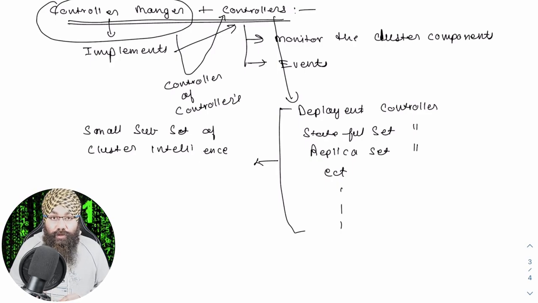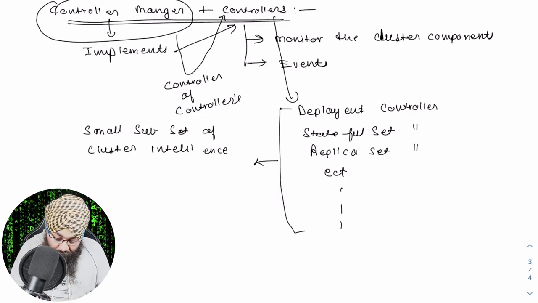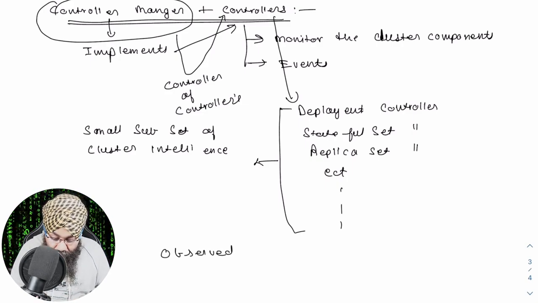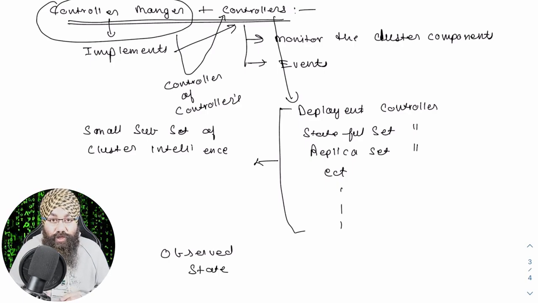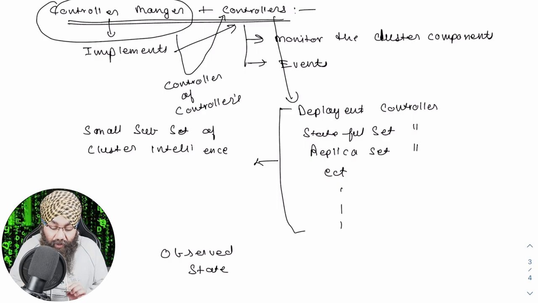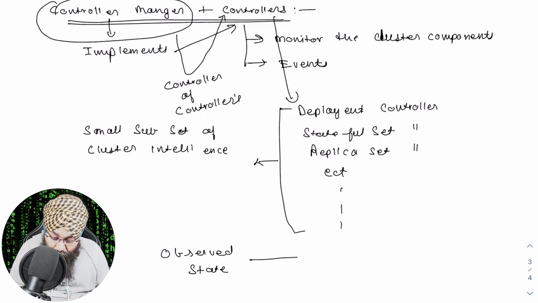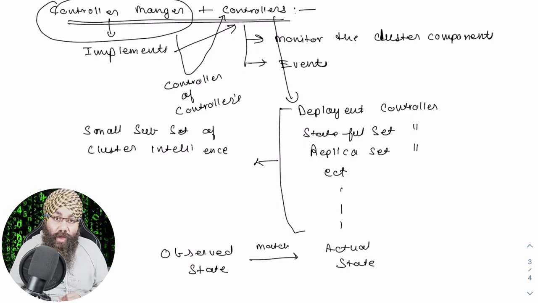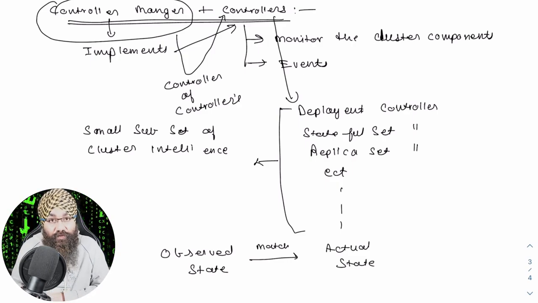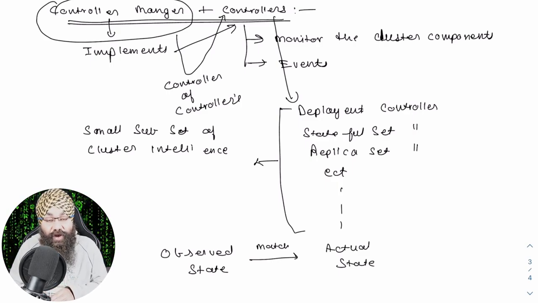All these controllers try to achieve a particular function, and the function is that the desired state that we posted to the API server with the manifest files, where we told it this is how our app should look when it is running, should match the actual state, which is how the app is running right now. If the desired state is not matching the actual state, these controllers will try to find out the difference and then rectify it so that the actual state matches the desired state.